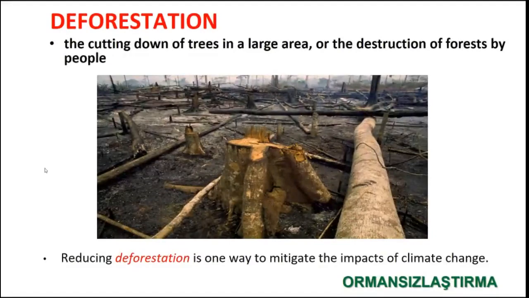Deforestation. The cutting down of trees in a large area or the destruction of forests by people. For example, reducing deforestation is one way to mitigate the impacts of climate change.